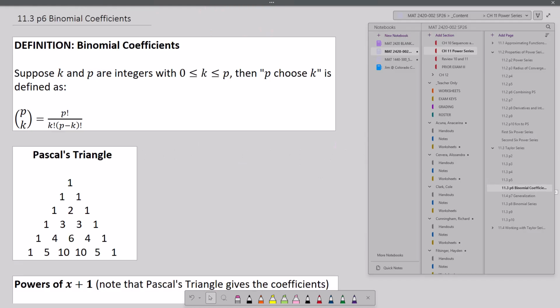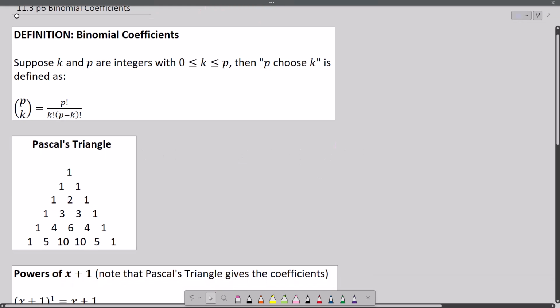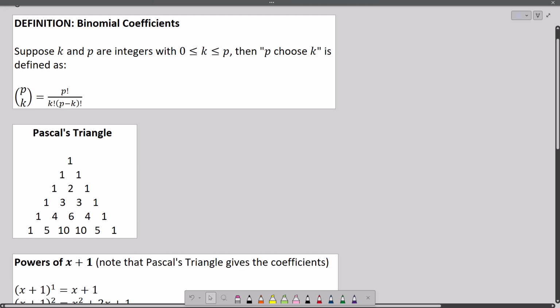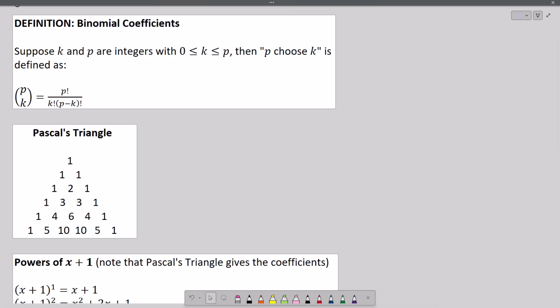Binomial coefficients. Have we talked at all about binomial coefficients in this class? No. Have you talked at all about binomial coefficients in any other class? Stats? Anyone take stats? No one in here is taking stats. Forever ago. Do you remember binomial coefficients? No. Okay. So let's talk about these binomial coefficients.